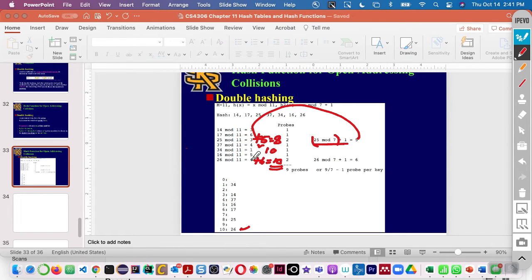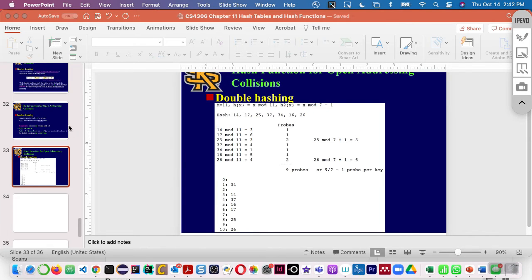Understand my question? For instance, when I was making probe 2 here, I got 8. Maybe 8 is already occupied. Maybe there is a number, 19 for instance. 19 mod 11 is equal to 8, right? So I saw that 8 is already occupied, then I have to go to the next probe. So you see the function we are using over here.